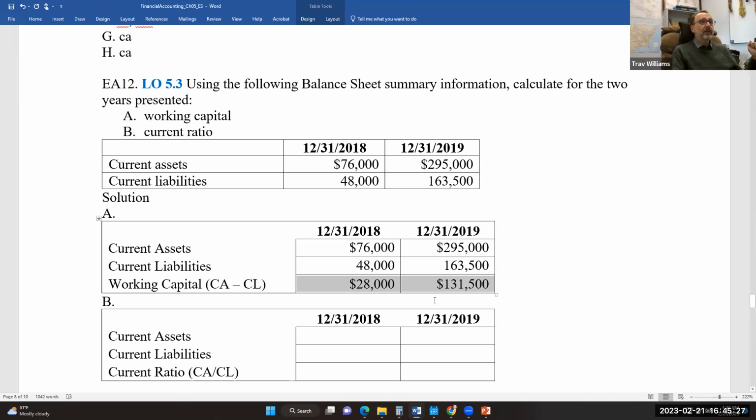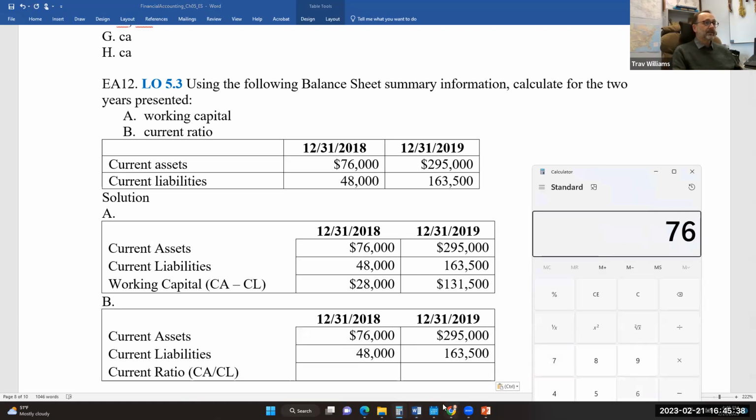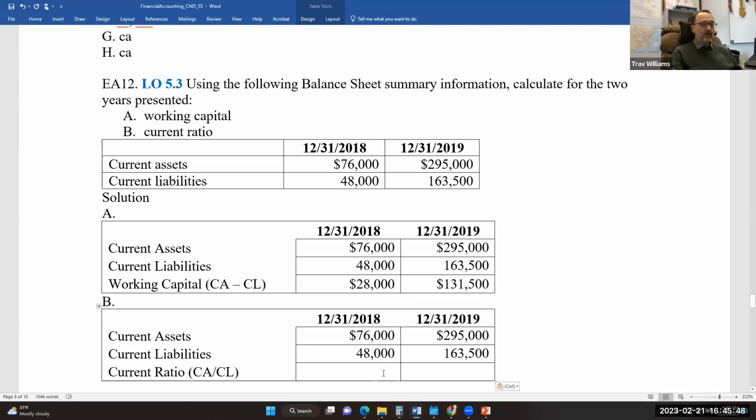Another way is what's called the current ratio. This uses the same numbers. It uses current assets and current liabilities. The only difference is you divide. So we take $76,000 in current assets divided by 48,000 in current liabilities. And in this case, we get 1.58. Generally, you want to round off to 2 places after the decimal point. So what this means is our current assets are 1.58 times as much as our current liabilities.